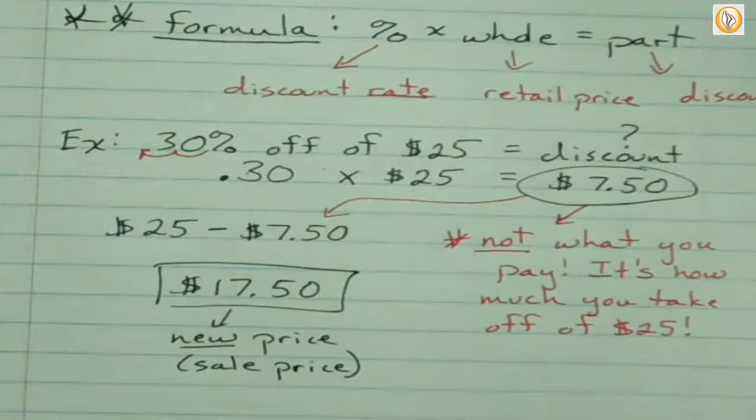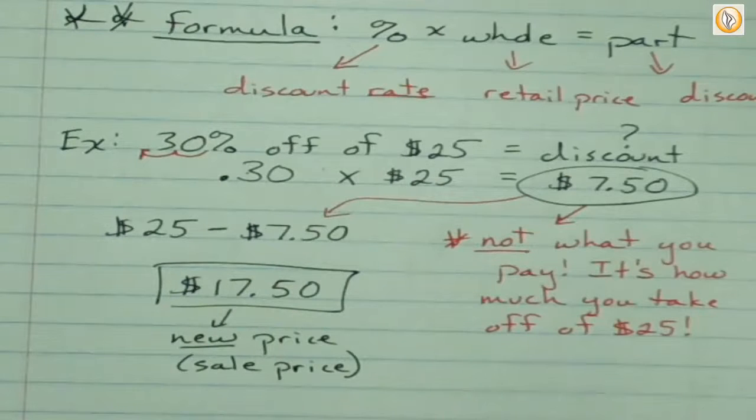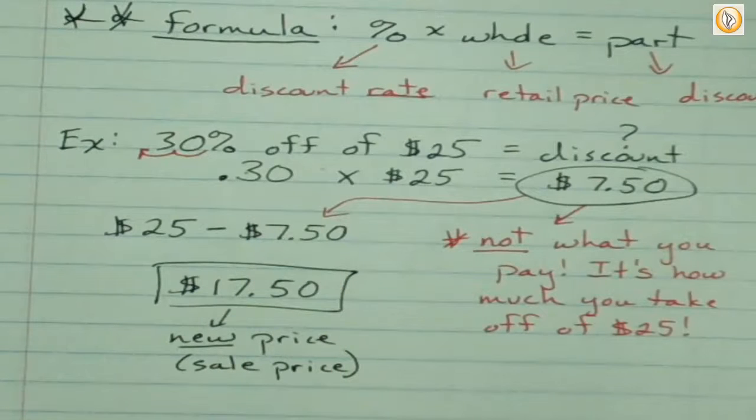Okay, so does that kind of help you understand what's going on here? You have your regular price of an item, $25. And they're like, hey, we're having a big sale, 30% off everything. Well, let's see how much this would be. So then you'd take 30%, change it to a decimal, multiply it by whatever the price of the item is. You get your discount. When you subtract the two, that's how much you end up paying. This is real world stuff that's pretty important.